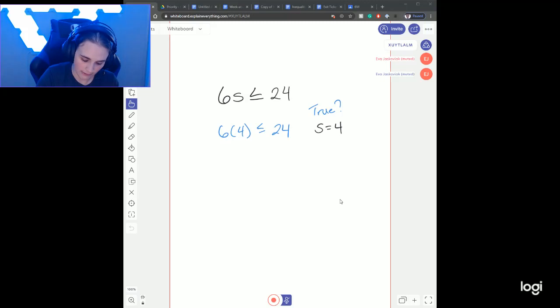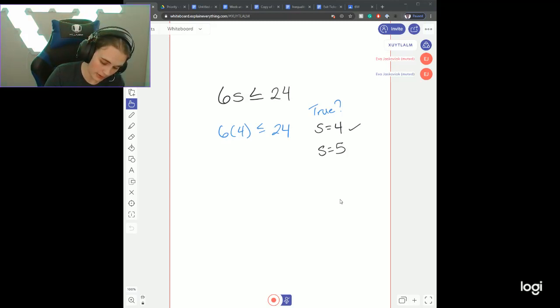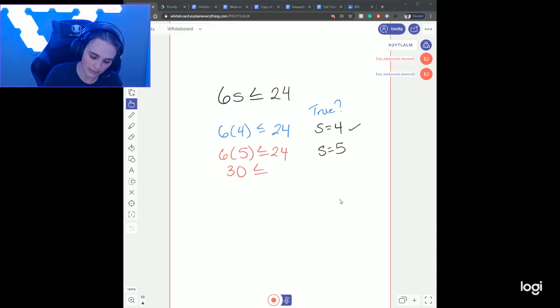What about if s was equal to 5? Let's try a number bigger than 4. Well, if s is equal to 5, we're going to have 6 times 5 is less than or equal to 24. Now hold on for a second. 6 times 5 is 30. Is 30 less than 24? Is 30 equal to 24? No. 30 is bigger than 24. So if 30 is bigger than 24, this is false. Does not work.